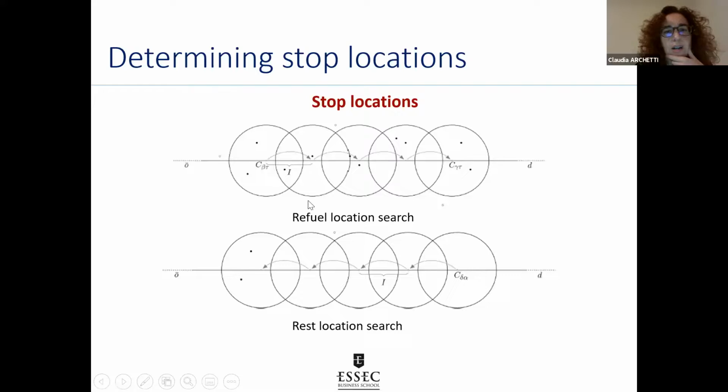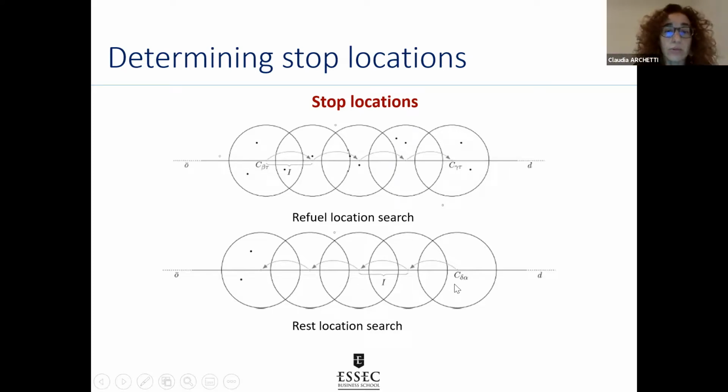So in the first case, when we need to stop for refueling, we start from the location beta tau. We build our circle. We include all the refueling stations that are within the circle. And then we move the center forward for a given distance I. And we rebuild the circle and consider all the refueling stations and so on, up to the point in which we reach location gamma tau, which is when our tank level is 5% of the maximum. All the refueling stations that are within these circles are considered as potential stop locations.